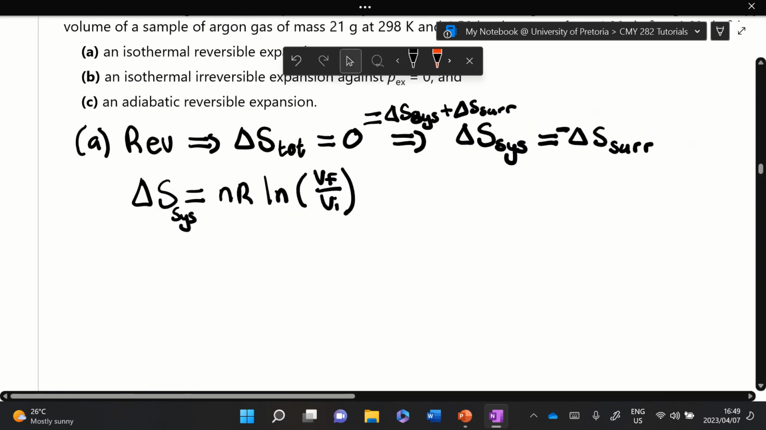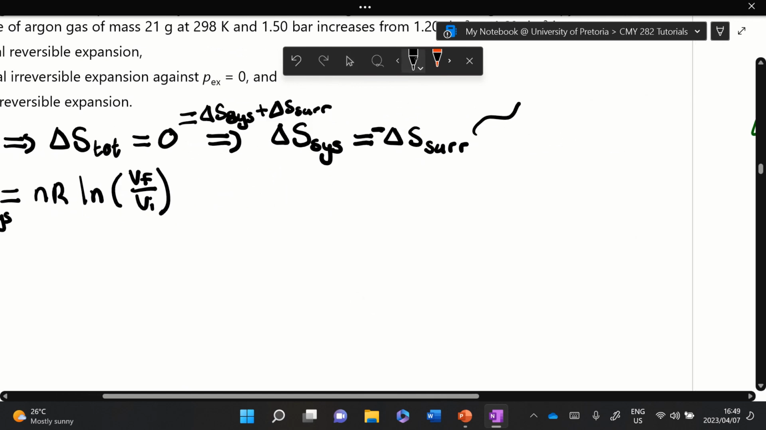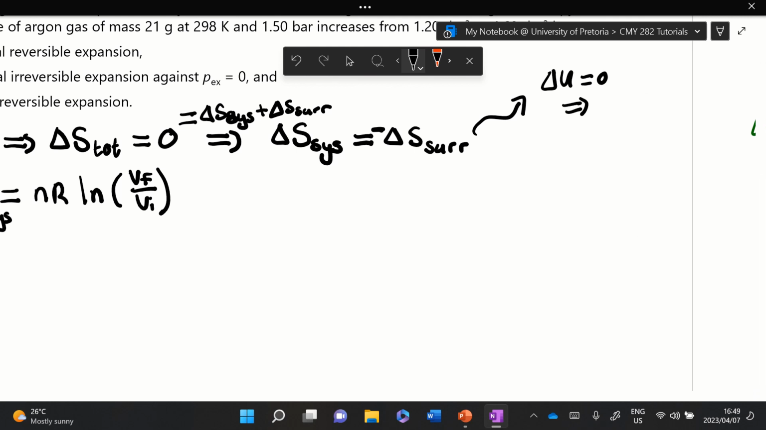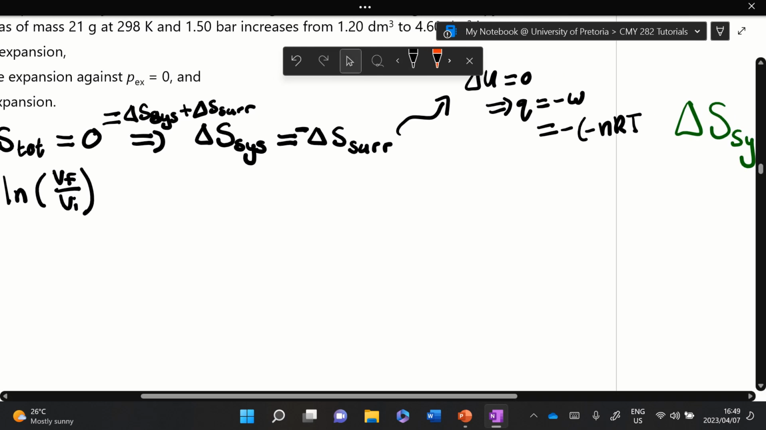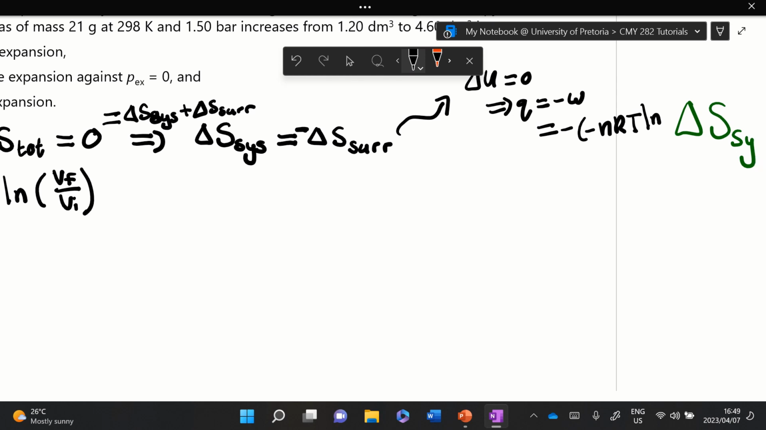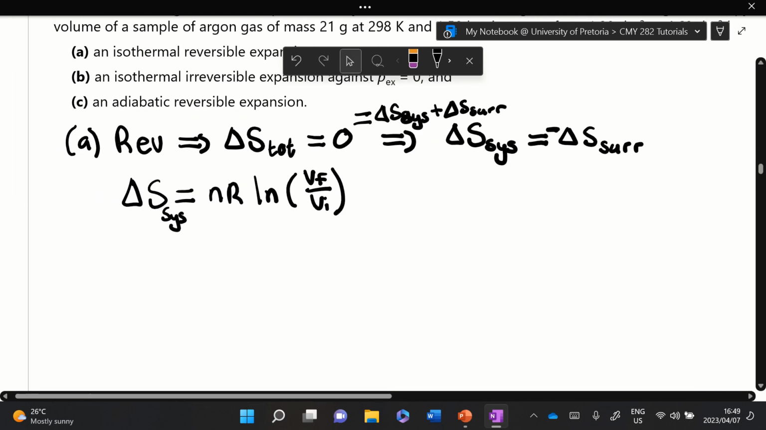Or, like I said, you can also say that delta U is equal to 0, so that implies that Q is equal to minus W. We have a reversible work, so we have minus nRT ln Vf over Vi, and then you can calculate from that. You can go that whole route, but anyway.